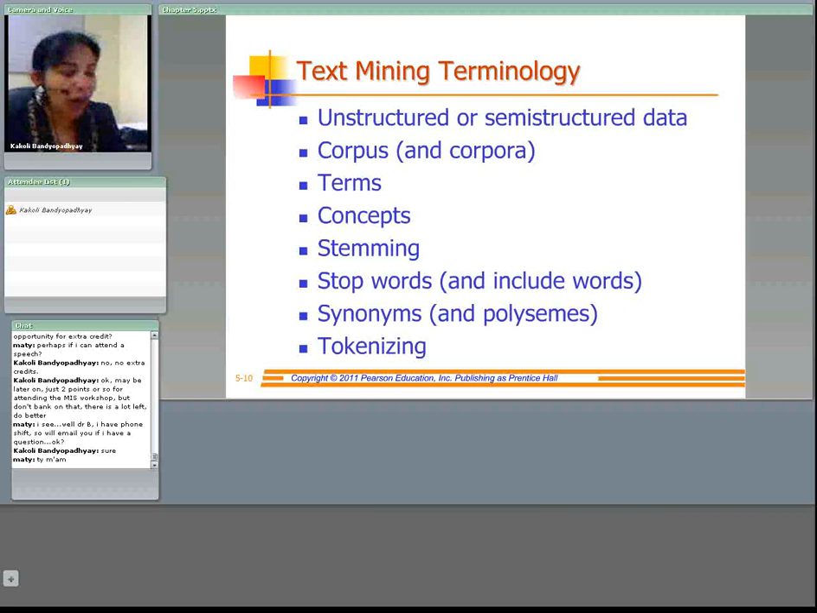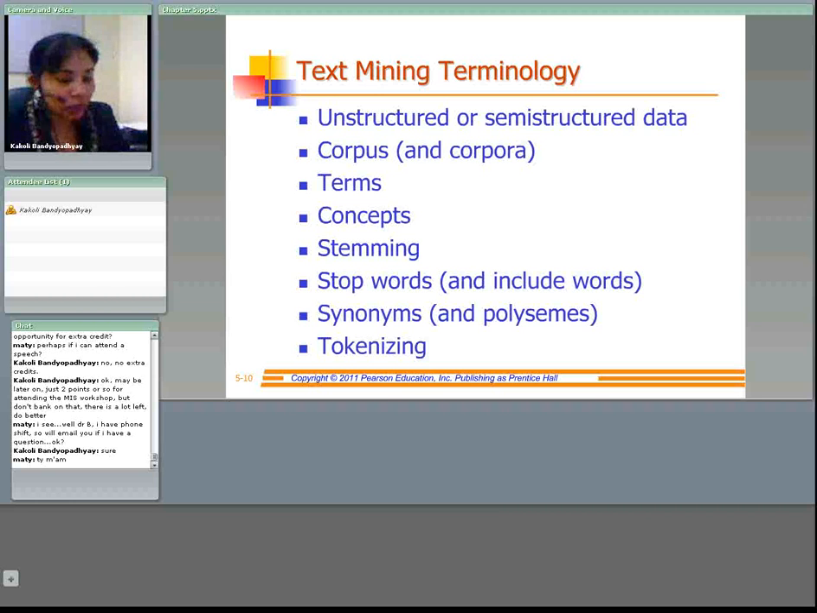Then terms. A term is a single word or multi-word phrase extracted directly from the corpus by natural language processing. Concepts are features generated from a collection of documents by statistical, rule-based or manual methods. Stemming is the process of reducing inflected words to their base or root. Like the root for stemming would be stem.